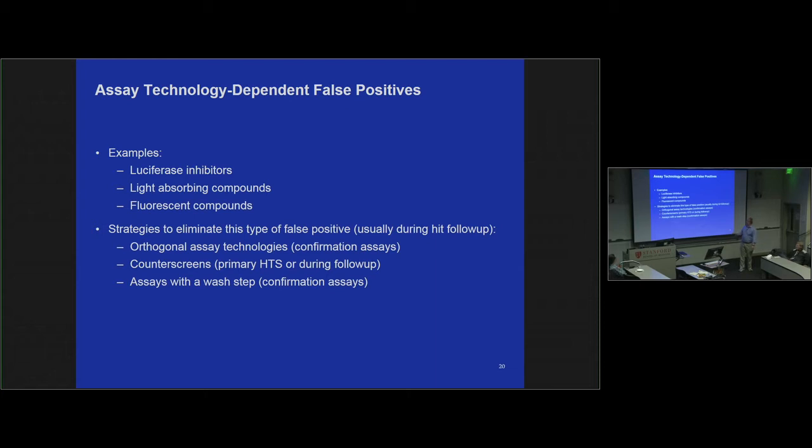Okay. And finally, for the orthogonal assays, there are lower throughput assays with a wash step, which means you treat the protein or the cells, you wash the compound out and then do the readout, so the compound can't interfere with the readout anymore. Do not want to do the HTS that way. You will not enjoy it.